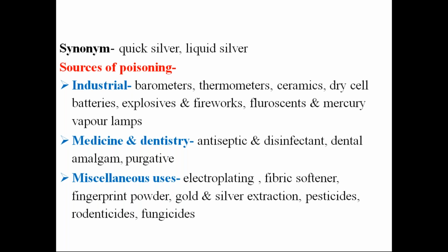So mercury's other name is quicksilver or liquid silver. And what are the sources of this poisoning? There are three broad areas through which poisoning can occur: one is industrial, then medicine and dentistry, and then miscellaneous uses. In industrial, we know the barometers, the sphygmomanometers, thermometers, ceramics, dry cell batteries, explosives, fireworks, and then fluorescent and mercury vapor lamps. So all these things contain mercury.